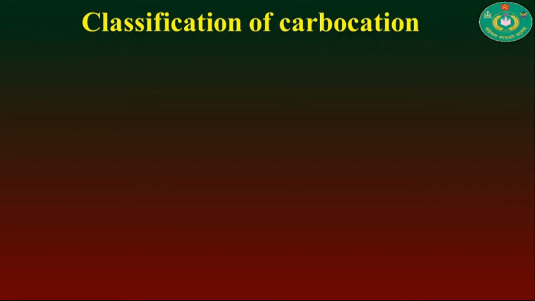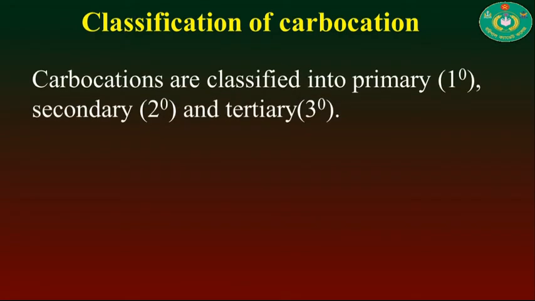Now the classification of carbocation. Carbocation can be classified into 3 types, that is primary, secondary and tertiary carbocation. A primary carbocation is also known as 1 degree carbocation. 1 degree carbocation contains one alkyl group, that means 1 R and 2 hydrogen atoms.